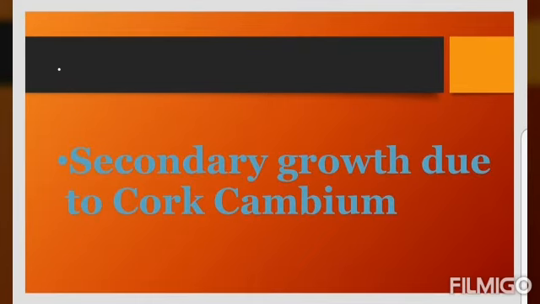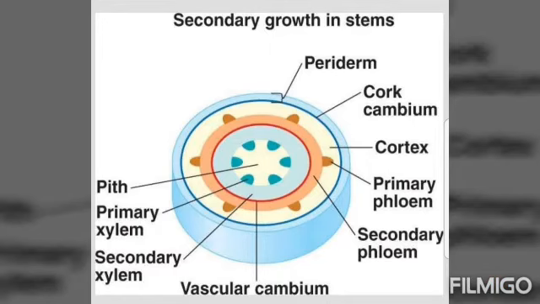The peripheral region of the secondary xylem is lighter in color and is known as sapwood. It is involved in the conduction of water and minerals from the root to the leaf.